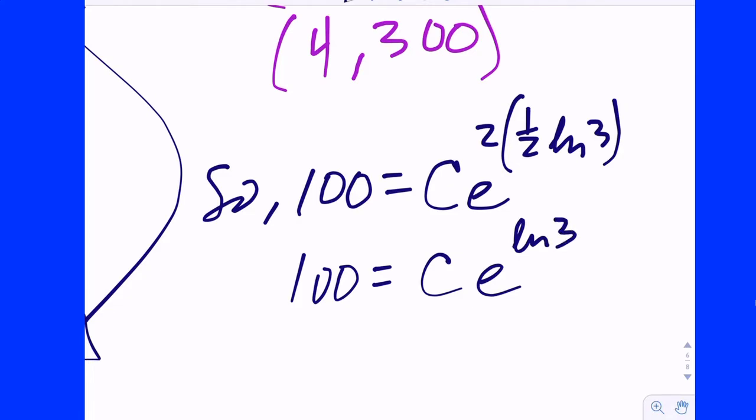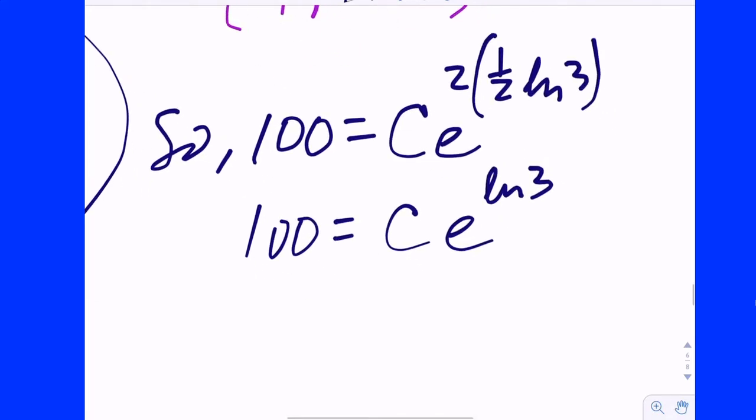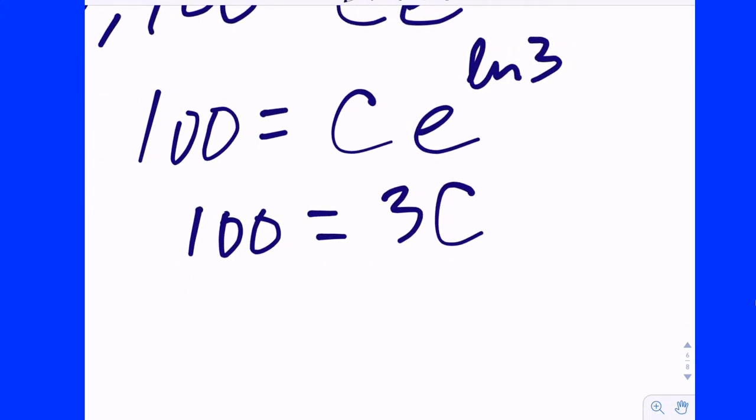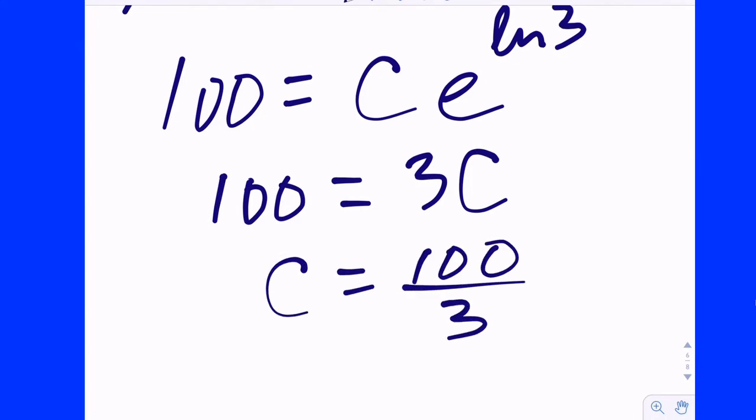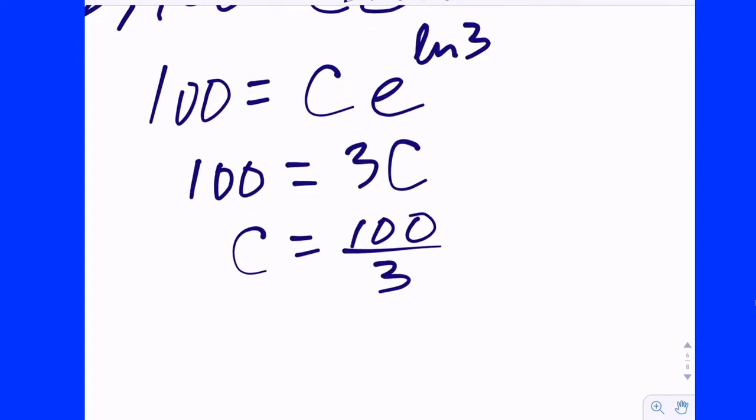100 equals C e to the, what's 2 times 1/2 without a calculator? 1. That's why y'all are BC. e to the natural log of 3 is 3. 3 times C is 3C. Divide through by 3. 100 thirds. 100 thirds?